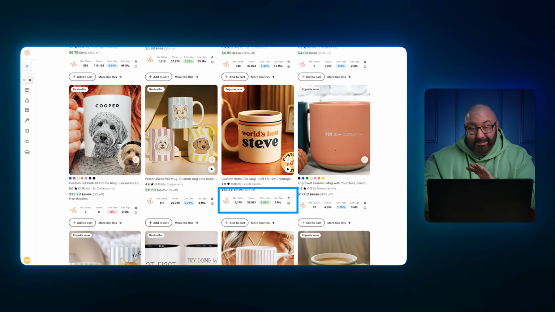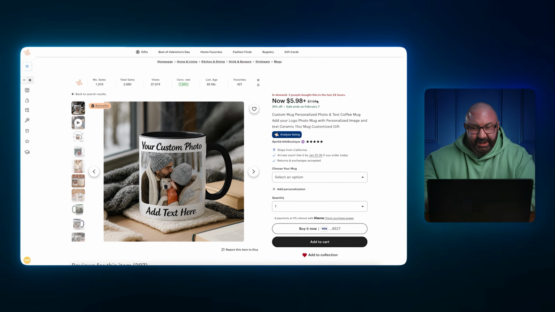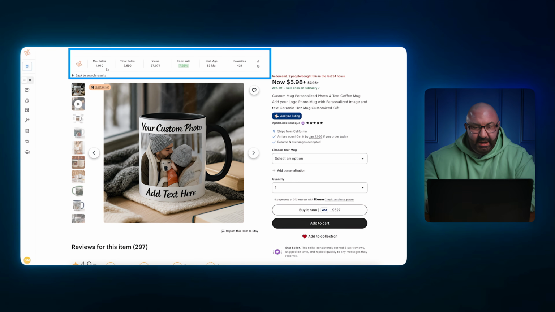This one actually is massive right now. It's crazy how many they're selling. Anyway, I just pulled up a couple here. So for example, this one, okay? This one has 1,010 sales in the past month and 2,690 total. Now, if you look at this, it has a listing age of 83 months. So when you look at this total sales in general, that's what most people would be looking at. They'd be like, wow, it's a lot. Well, 83 months, not so much.